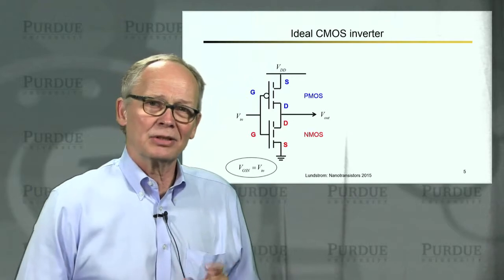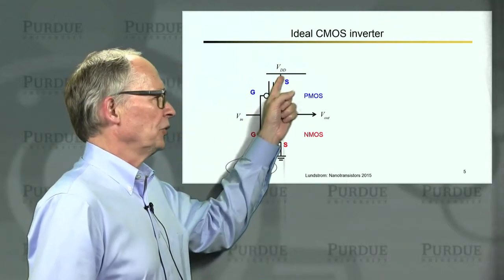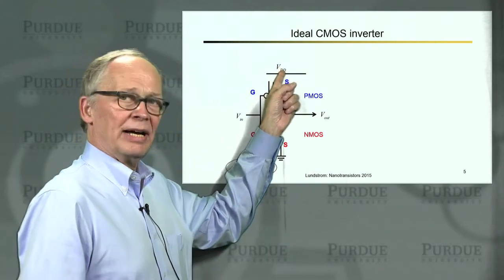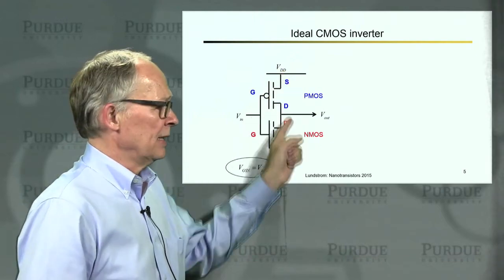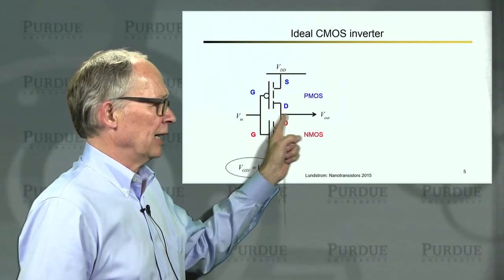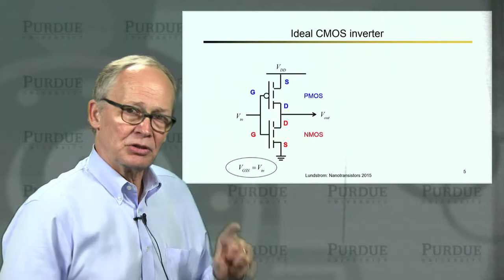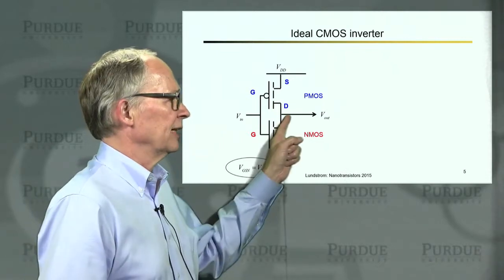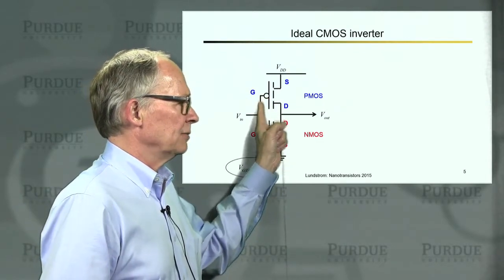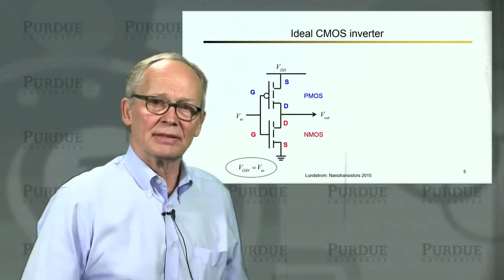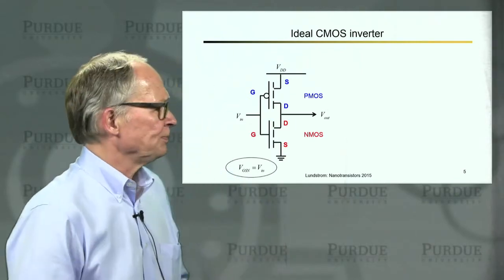Then up on top we have a P-MOS transistor, but it's very important to recognize that this device is hooked up upside down. The source is on top. The power supply, maybe 1 volt, is up here. The drain is on the bottom and it's connected to the output. So the two drains of the N-MOS and P-MOS are connected together. And the gate is connected to the same input that the gate of the N-MOS was.